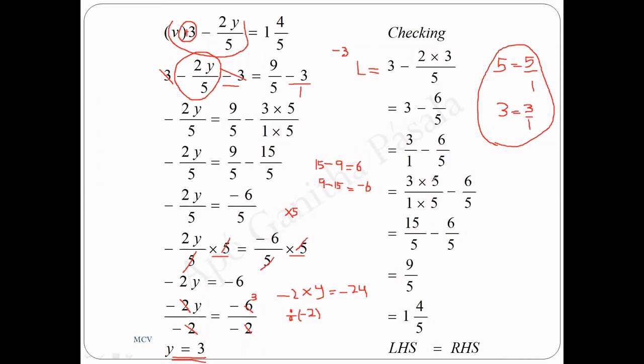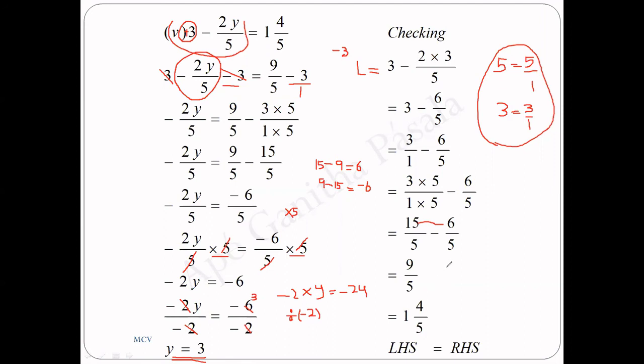Then 3 into 5 is 15, 1 into 5 is 5. Now 15 over 5. Now the denominators are common, both are 5. Now you can subtract. 15 minus 6 is 9. Then 9 over 5.